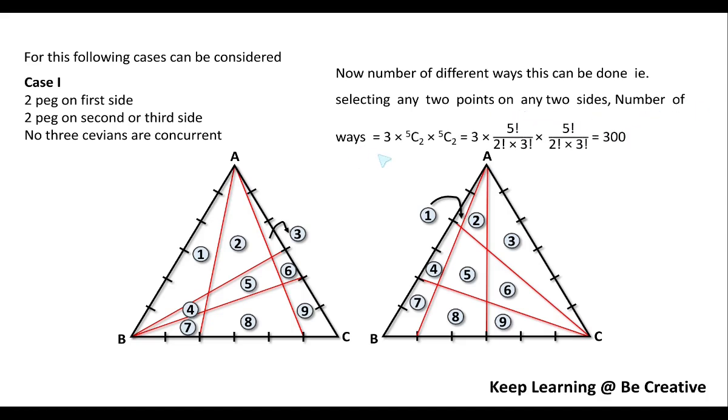Now the number of ways in which this can be done, that is selecting any 2 points on any 2 sides, will be 3 times 5C2 into 5C2. 5C2 represents selecting 2 points out of these 1, 2, 3, 4, 5 points from one side, and the second 5C2 represents selecting 2 points from these 1, 2, 3, 4, 5 points. Now we are multiplying by 3 because selecting 2 sides can be done in 3 ways, that is selecting AB and AC, or AC and BC, or BC and AB. So here the total number of ways comes out to be 300.